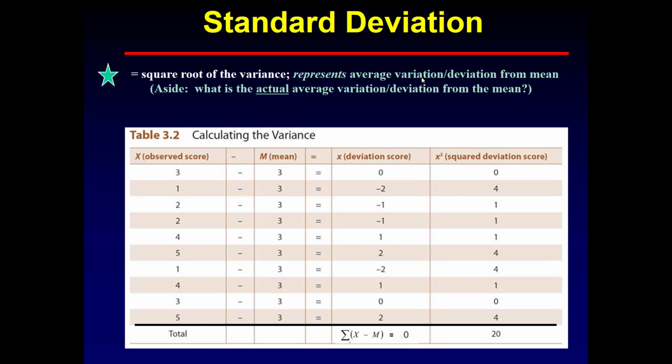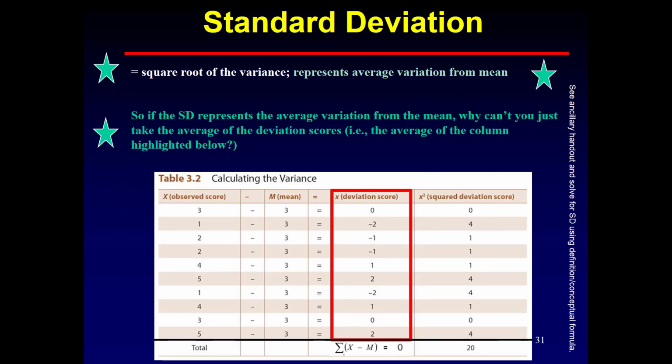So we're going to see in just a second. The standard deviation is simply the square root of the number that you get for the variance. I'll say it again. The standard deviation is simply the square root of the number you get for the variance. So here, we're trying to get something when we calculate the standard deviation that represents the average variation from the mean, okay?